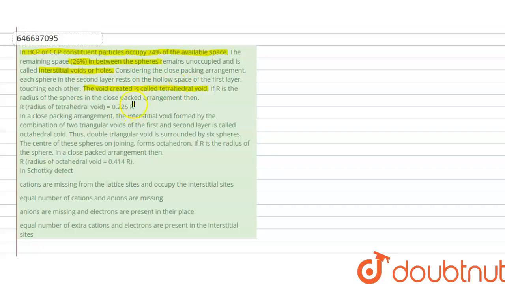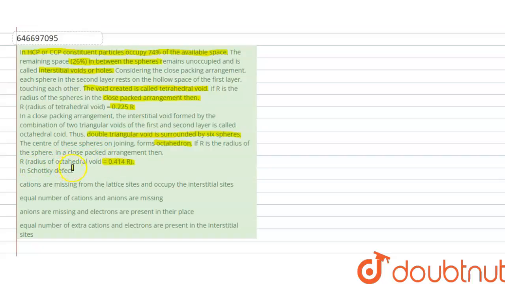If R is the radius of the sphere in the close packed arrangement, then the radius of the tetrahedral void is 0.225 R. In a close packing arrangement, the interstitial void formed by the combination of two triangular voids of the first and second layer is called octahedral void. Thus, the double triangular void is surrounded by 6 spheres. The centers of these spheres on joining form an octahedron. If R is the radius of the sphere in a close packed arrangement, then the radius of the octahedral void is 0.414 R.